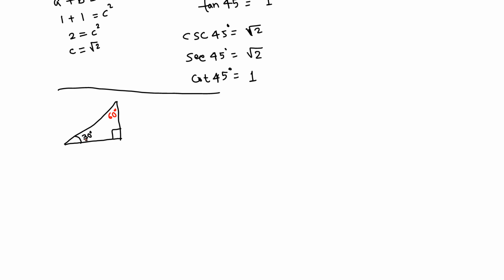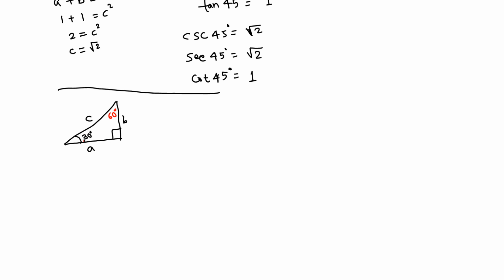For this angle, when we refer to 30 degrees, this is adjacent A, and this is opposite B, and this is hypotenuse C. Here we don't know anything about two sides because the angles are different, so we cannot do it like the previous one.